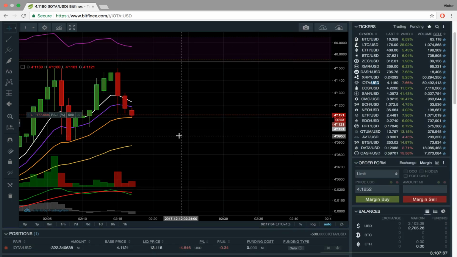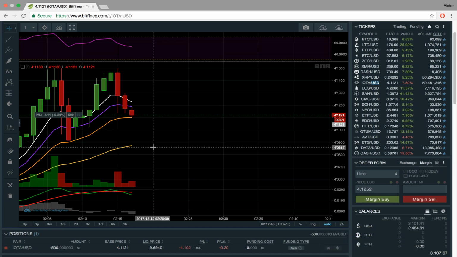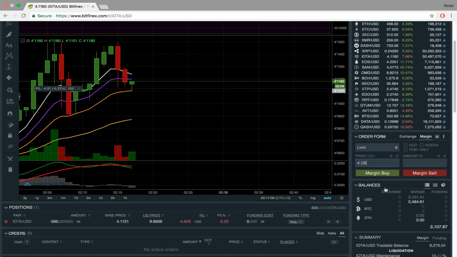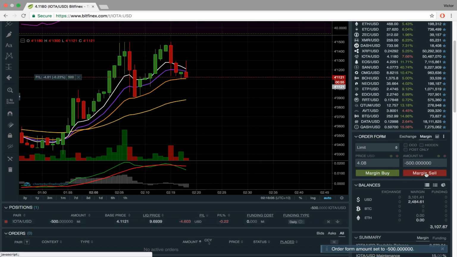Now, to quickly jump out, I'm going to set myself up a buy. So I'm basically buying back what I borrowed. I'm just going to put it in at 4.08. We'll just check what my figure was at. About there. Margin sell, buy it rather. You always got to get rid of your little minus symbol there, otherwise it won't work. It's just a stupid system. So I'll go margin buy.